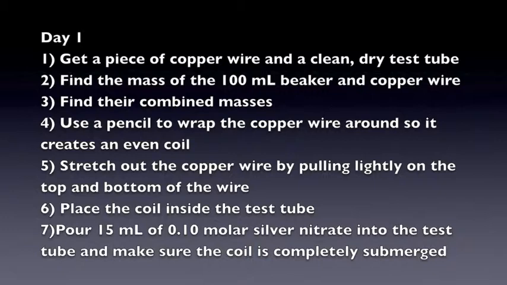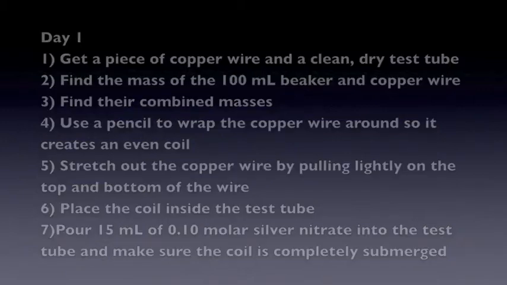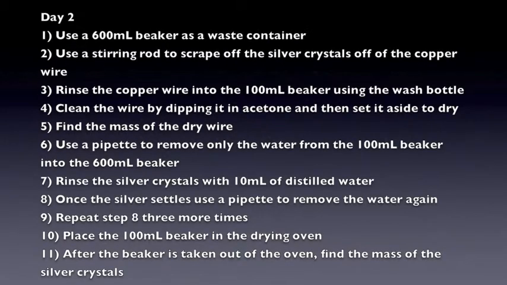Pour 15 milliliters of 0.1 molar silver nitrate into the test tube so that the coil is fully submerged in it. Day 2. Use a 600 milliliter beaker as a waste container. Use a stirring rod to help take the silver crystals off of the copper wire. Rinse the copper wire into the 100 milliliter beaker. To clean the wire, dip it in acetone and then set to dry. Find the mass of the dry wire.